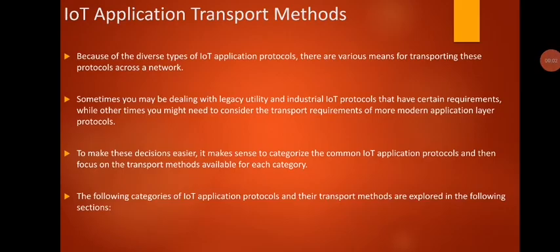Good morning, students. We'll move on to the last topic of module number 3, that is IoT application transport methods. In the previous lecture, we discussed what different transportation protocols are available, out of which there are two, TCP and UDP. We discussed the advantages and disadvantages of TCP, and compared which protocol is better for an IoT network.